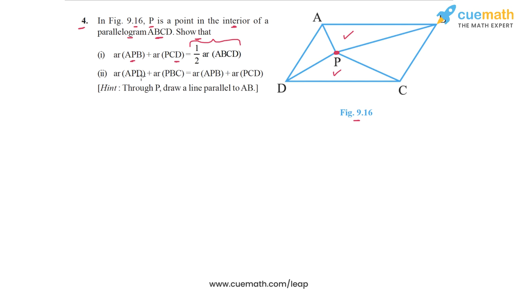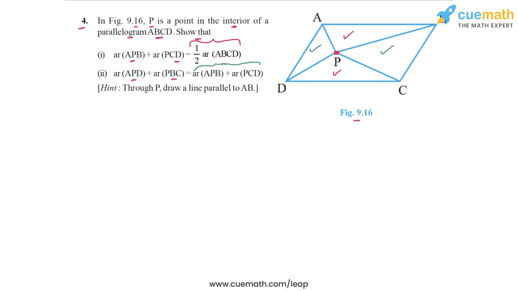And then in part 2, we have to show that the total area of the other pair of triangles, which is APD and PBC. So APD and PBC, if you add these two areas, this will be equal to the sum of the areas of APB plus PCD, the first pair of triangles.